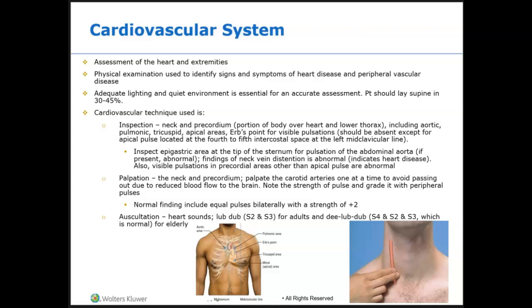Normal finding includes equal pulses bilaterally with a strength of +2. You do need to be able to quantify different pulse strengths. So make sure you write that stuff down from the book when you're reading through. Abnormal findings might include absent pulses, weak pulses, thready pulses, asymmetrical pulse strength, those kinds of things.